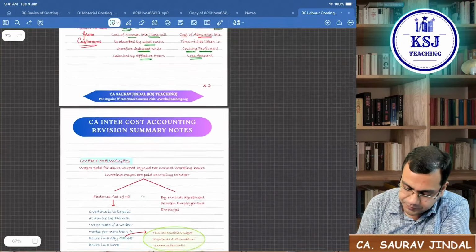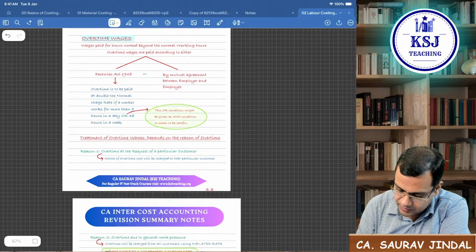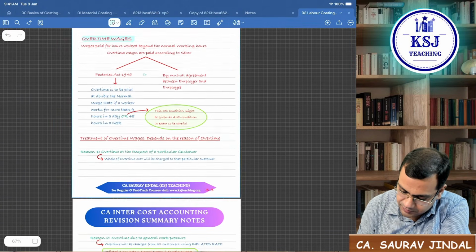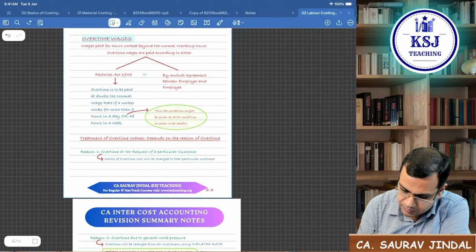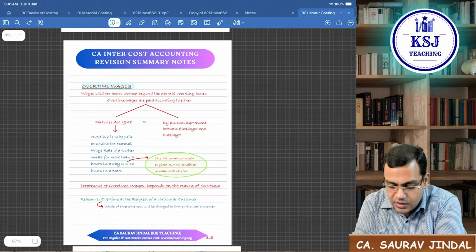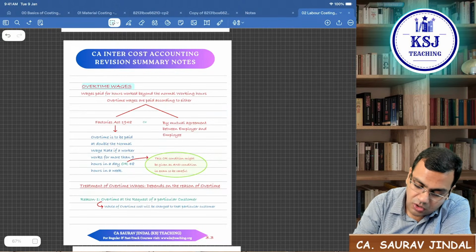Now coming to the overtime part. Now coming to the overtime wages. What about the overtime? Now if the worker, let's say your factory's normal hours are what?